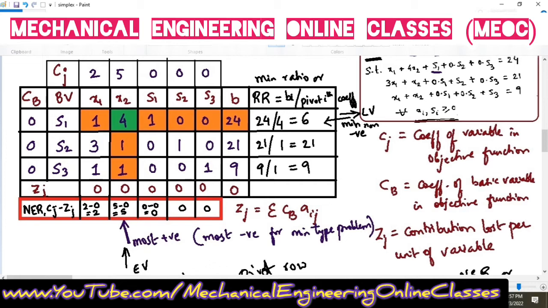The first constraint in the first table is straight away the given constraint, which is x1 plus 4x2 plus s1 equal to 24. So the simplex table is written in such a way that straight away from the table we can read the values of the basic variables, like s1 is equal to 24. Why is s1 equal to 24? Because if we want to write this first row as an equation, we can write it as 1 into x1 plus 4 into x2 plus 1 into s1 plus 0 into s2 plus 0 into s3 is equal to 24.